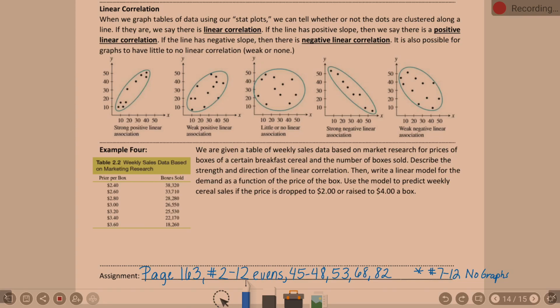And then we're going to use that equation or model to predict weekly cereal sales if the price dropped to $2 or raised to $4 a box. Okay? So, let's start by putting these numbers in your calculators.